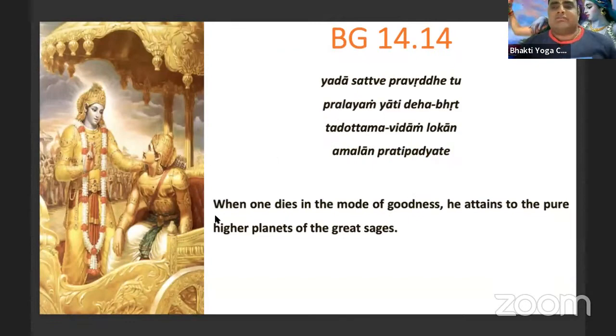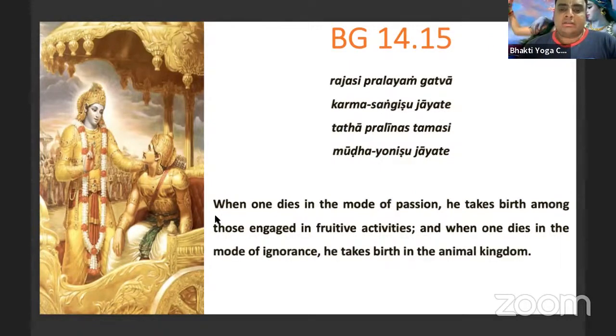So we have also seen from the Gita, especially in chapter 14, on the modes of material nature, it has been stated that those who die in the mode of goodness attain to the pure higher planets of the great sages. When one dies in the mode of passion, he takes birth among those engaged in fruitive activities, like how we have ended up on this Earth planet as human beings. So our current position is because we were predominantly in the mode of passion.